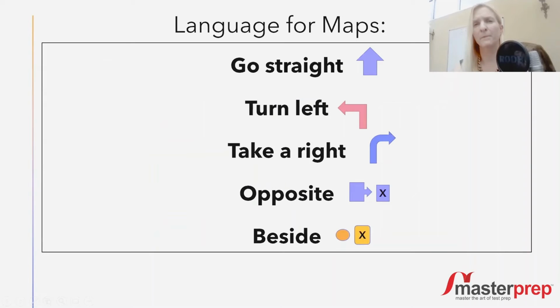Some of the very useful language for maps. Let's take a look at the expressions. Go straight, turn left, take a right, take a left, opposite, beside. Those are very typical. Of course, also prepositions for place, for direction. You'll see those come up a lot too.